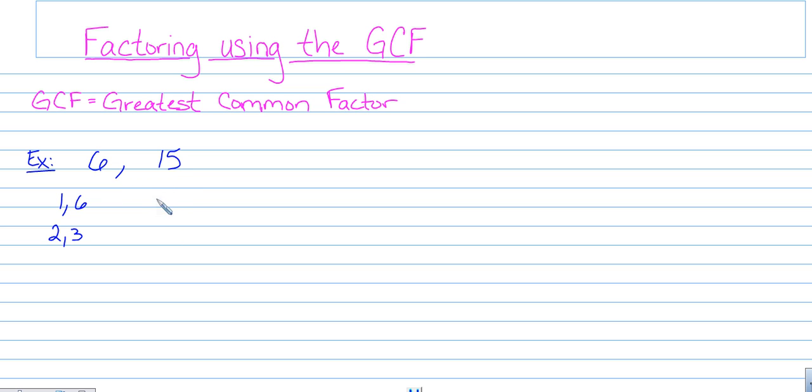Well, the factors of 15 are 1 and 15 and 3 and 5. And they both have a 1 in common, but they also both have a 3 in common. And this becomes our greatest common factor. So 3 is the GCF.